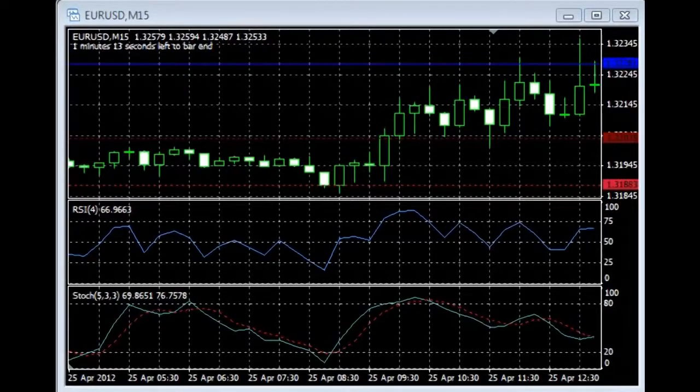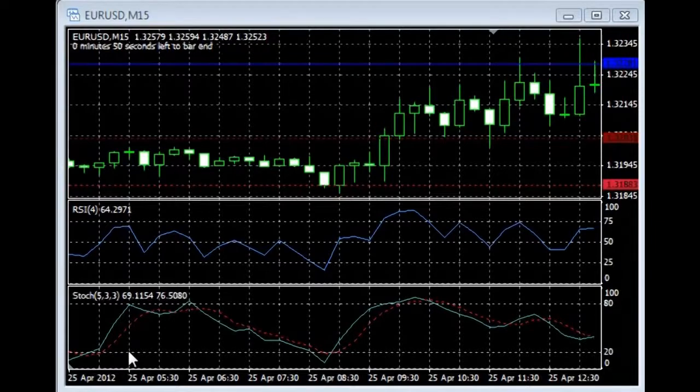Anyway, let's get on with discussing the trade itself. What you're seeing right now is a 15-minute chart. It's Euro US dollar. The two indicators on the chart: there is an RSI indicator with a setting of 4. I believe the default is 14 when you load it on your MT4 platform. Go ahead and change that to a 4.